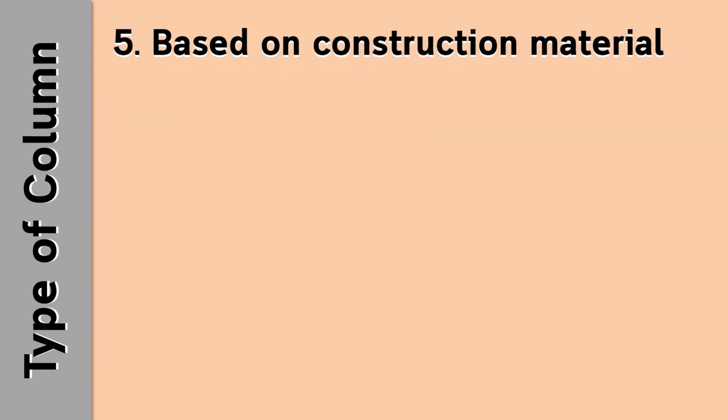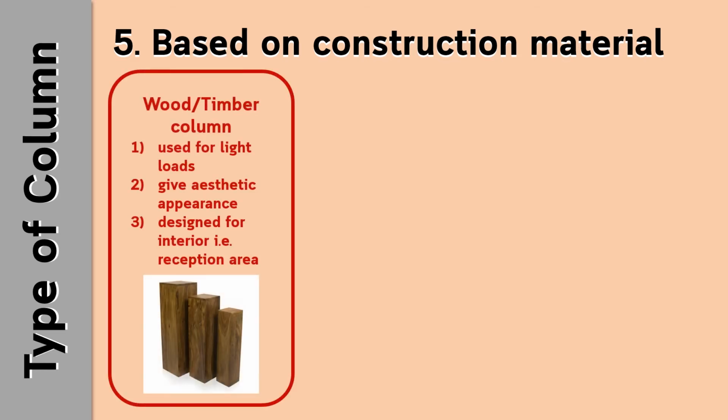The fifth criteria is based on construction material. The first one is the wood timber column. It is used for light loads. It gives an aesthetic appearance and is designed for interiors such as reception areas.